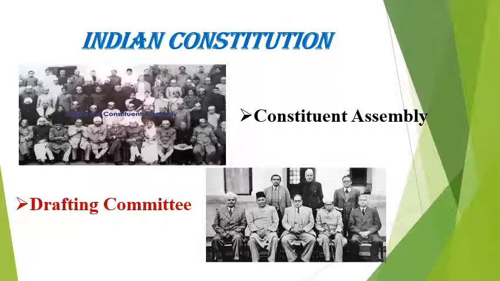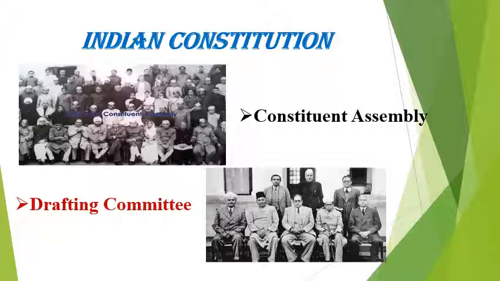Okay, students, during the Indian Independence Act 1947, the process of framing the Constitution of India was going on. Okay, students, for the framing of the Constitution, two committees were there. First, Constituent Assembly. Listen, students, Constituent Assembly. What about the Constituent Assembly?